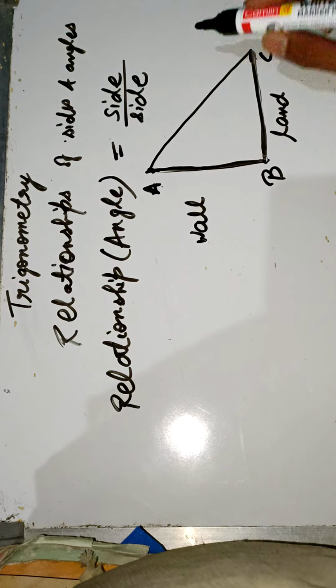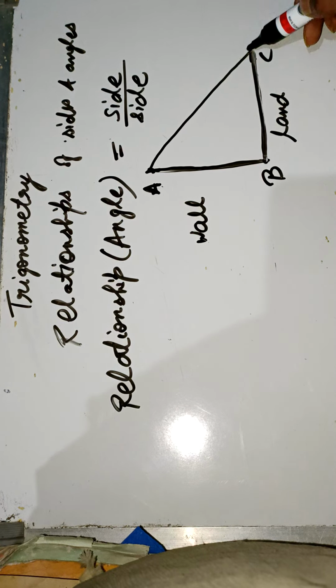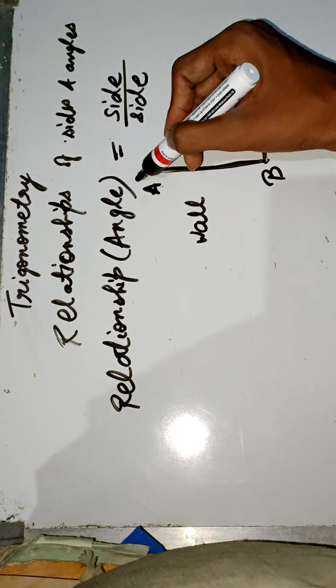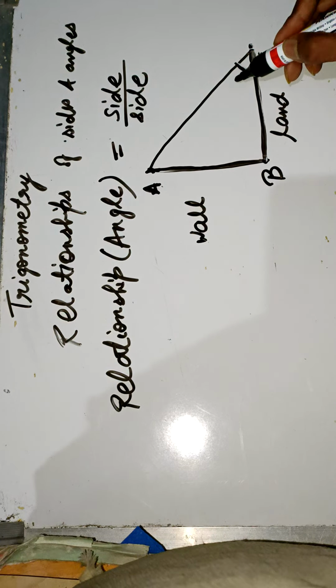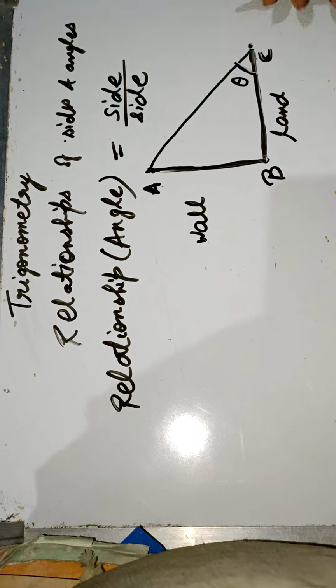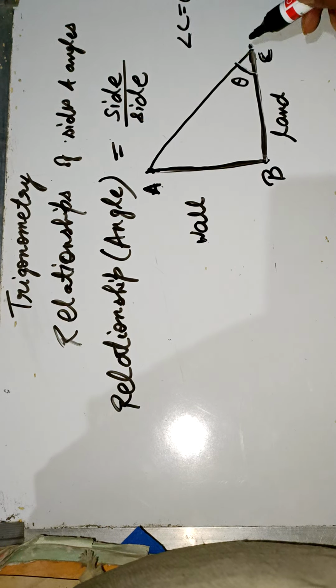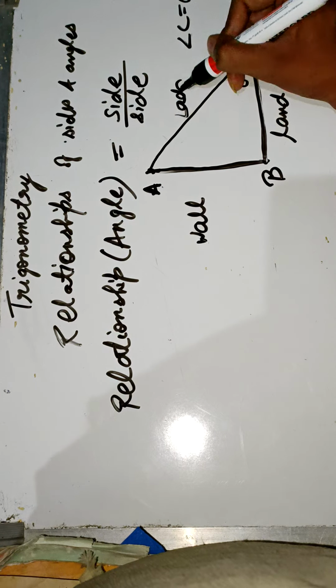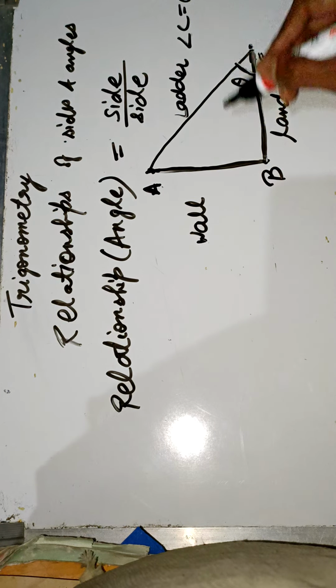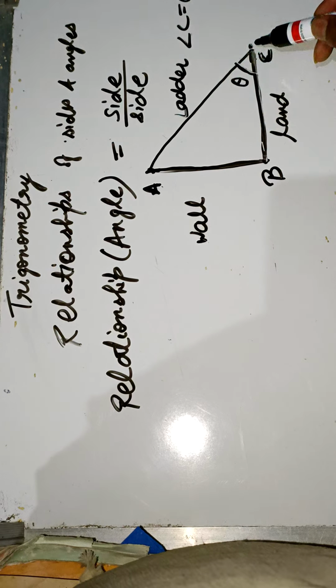Now let us say a man is standing at point C and he wants to see point A, then he sees it at an angle, let us say the angle theta. The angle C, let it be theta. So the man sees point A from point C with the angle theta. It means that this is a ladder and the ladder is inclined at an angle theta to the land. That is, the land is BC and the ladder is AC.